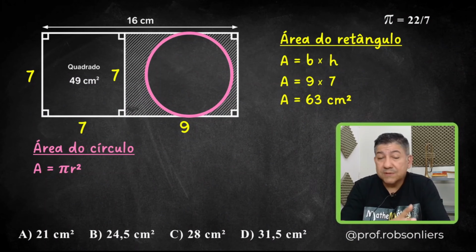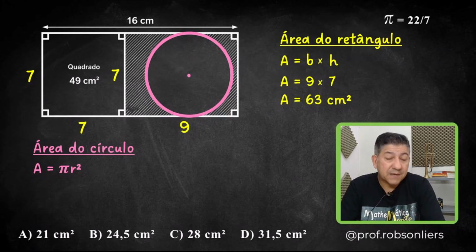Now, for us to find the radius of this circle, well, what is the radius? Here we have the center of the circle. The radius is the distance from the circle's edge to the center, right? Draw a straight line from the edge of the circle to the center. That's the radius. Now, how do we calculate it?